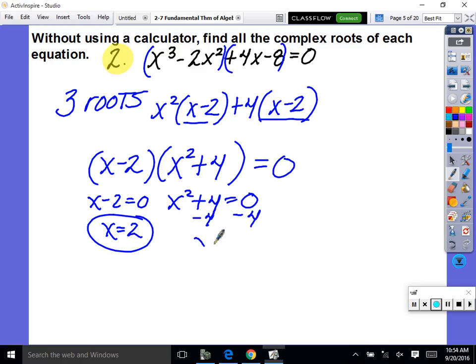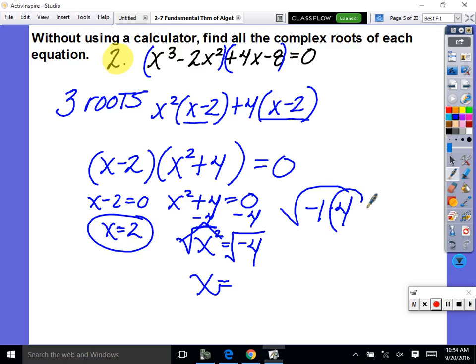Minus 4. X squared is equal to -4. Now what will we do? Square root both sides of the equation. So we get x is equal to, root cancels out with power, the square root of -1 times 4. The square root of 4 is 2. Square root of -1 is i. So we're going to get plus and minus 2i. Now those are all of our solutions. We have 1, 2, 3 solutions, which we said we would.